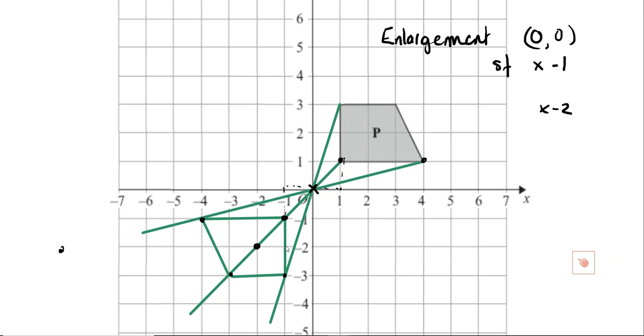But that would be a negative, so it would end up on the opposite side of the centre. So if my centre of enlargement was up here, the shape would then end up over there. If it was negative, it would end up this side if it was positive. Make sense?